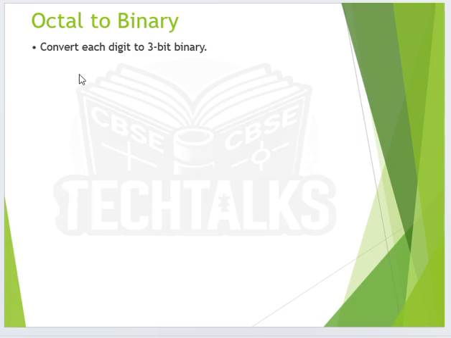Octal to binary. We will take the digits and represent each using 3-bit binary. Now an octal number will have digits from 0 to 7 only. It can't go beyond 7. So let's take an example. If I write here 76.52, which is an octal number to be converted into binary.